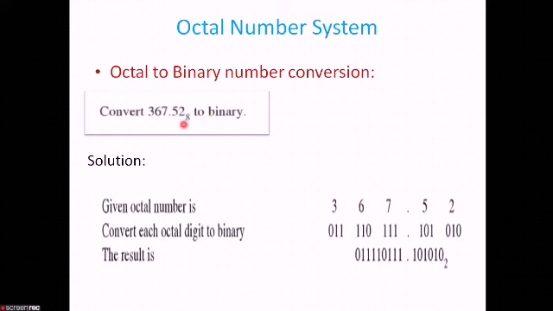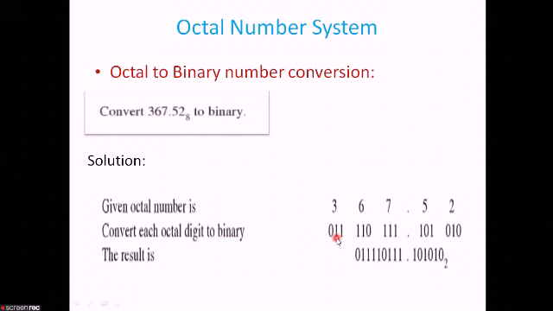The base 8 is given because it is an octal number. So this octal number has to be converted to a binary number. To convert a given octal number to binary, we have to just replace each digit by its 3-bit binary equivalent. That is, this 3, which is an octal digit, is represented by a 3-bit binary number.